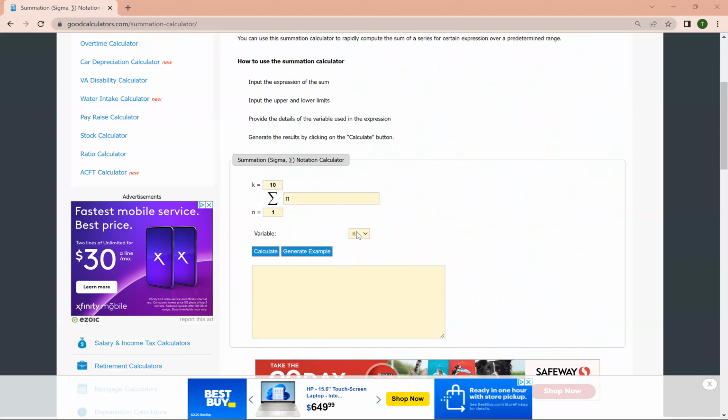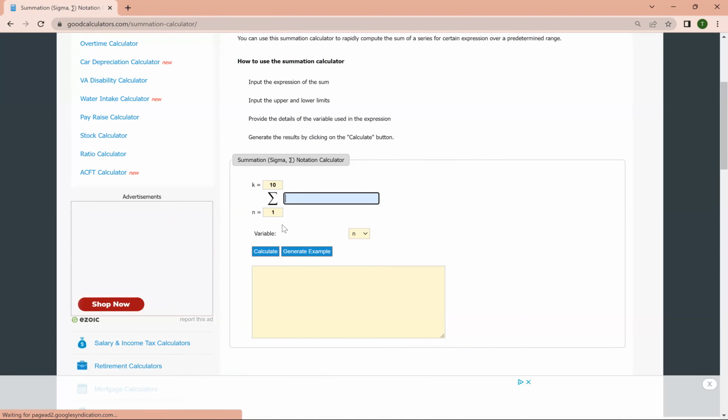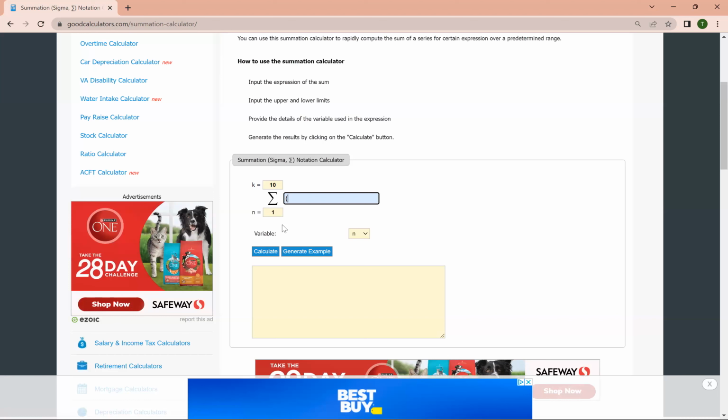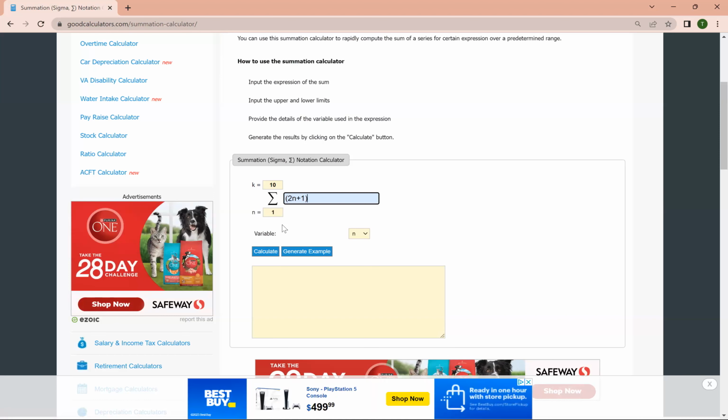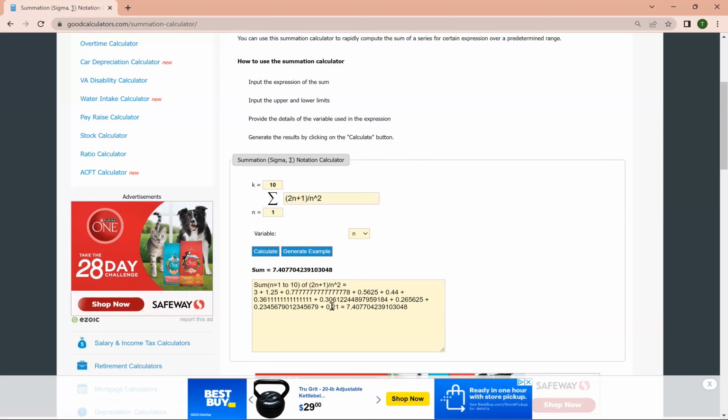So we're gonna do this problem. You get little variations, like it says n equals and then k equals at the top, it's really n. You want to use whatever letter, so 2n plus 1 over n squared, and then we're going from 1 to 10. So we're going to calculate that. Okay, so there's the sum. The sum is like 7.41.